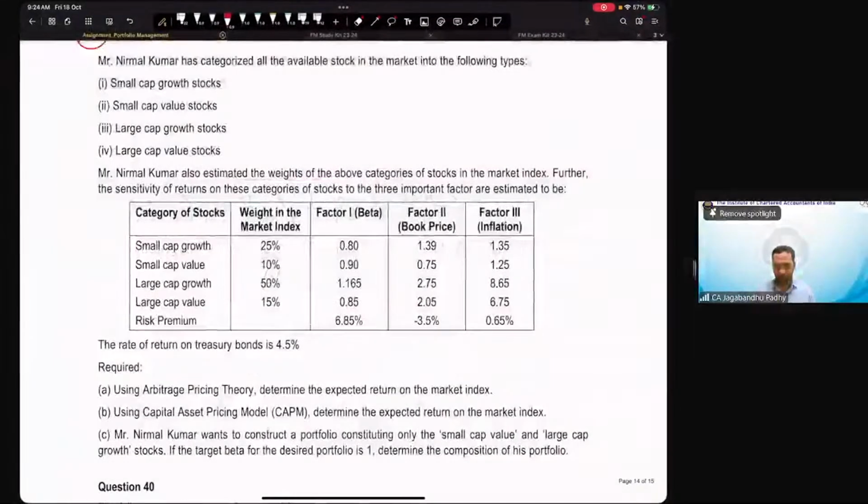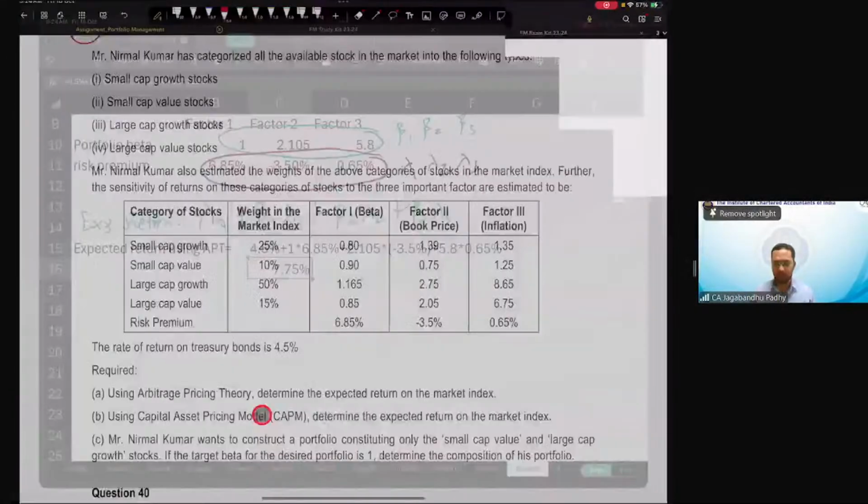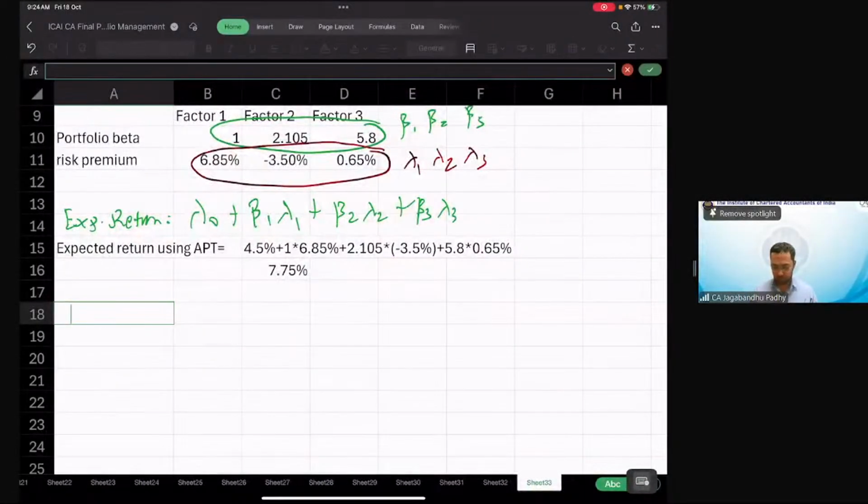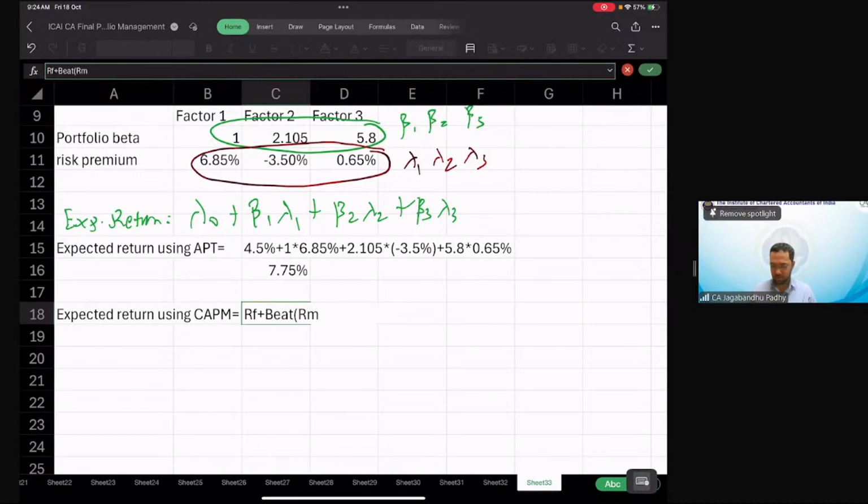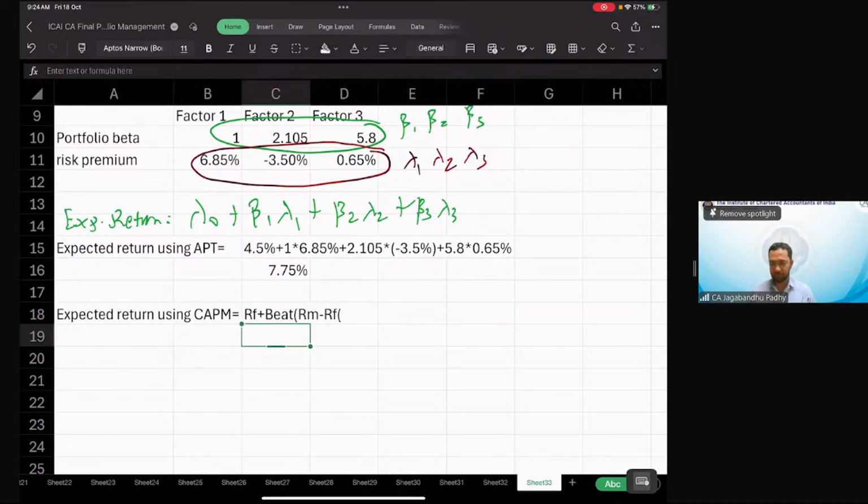Now, if you would have used CAPM, expected return using CAPM will be just RF plus beta into RM minus RF.